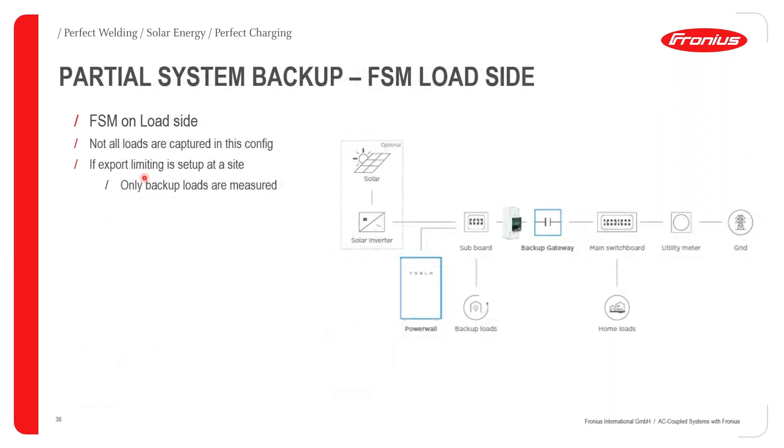Now moving on, when you're doing partial system backup and when your Fronius smart meter is on the load side, please take note that not all loads are captured in this configuration. The reason for this is that you have two switchboards. You have a main switchboard and a backup switchboard. The smart meter will only detect what is on your backup switchboard and not what is happening on the main switchboard.